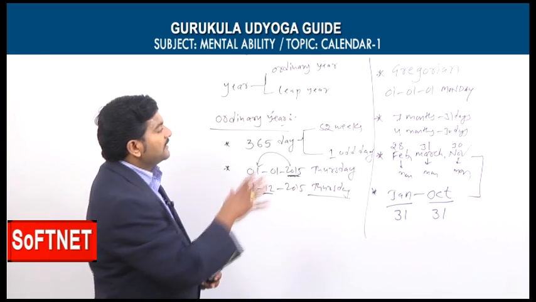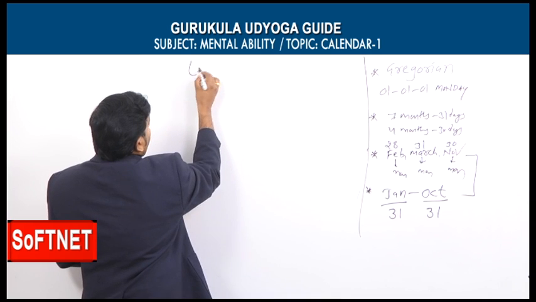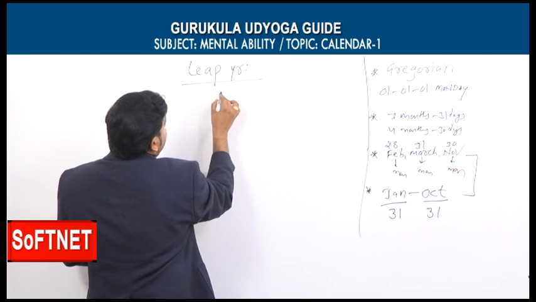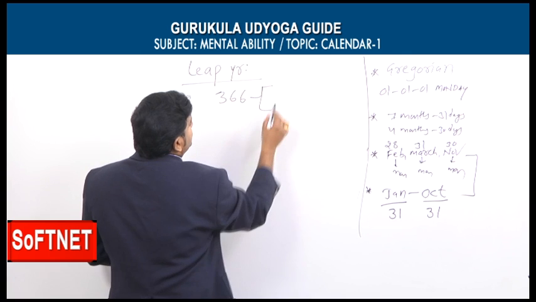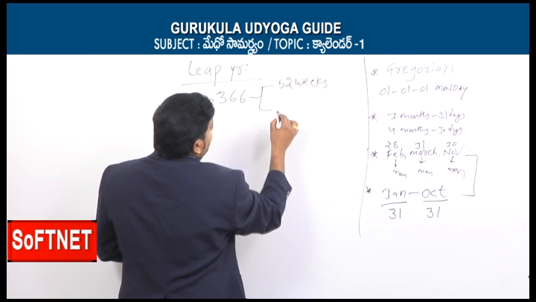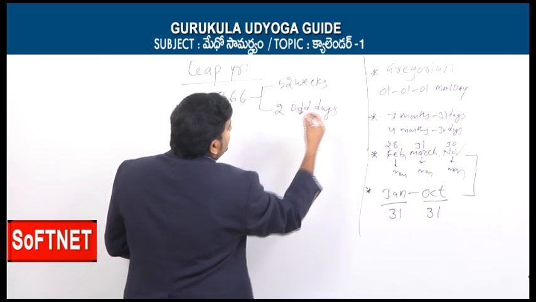So these are the main points covered in ordinary year. Now, a leap year. A leap year is having only 366 days. Out of these 366 days, again we are having 52 weeks, but we are having 2 odd days, or 2 extra days we can say.